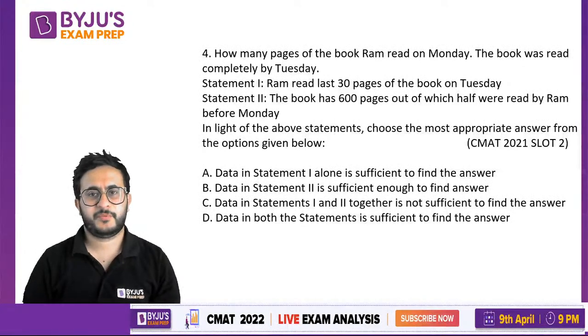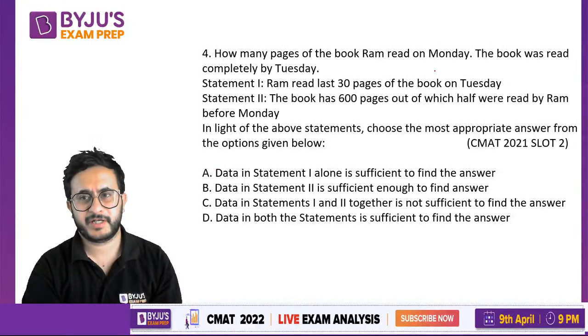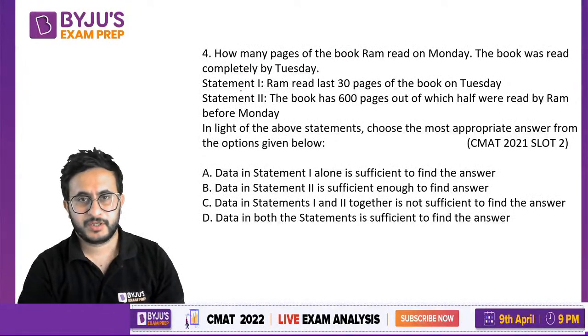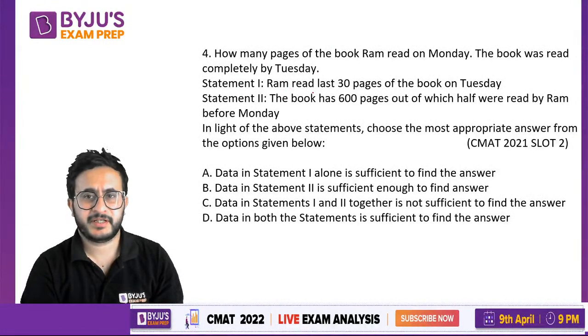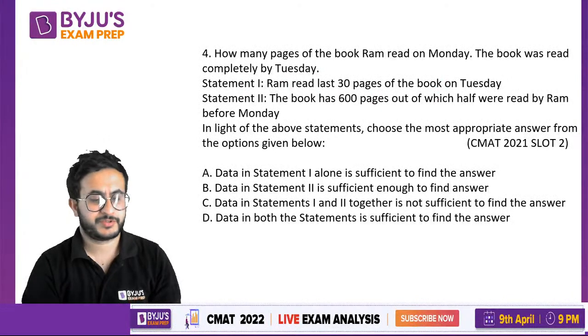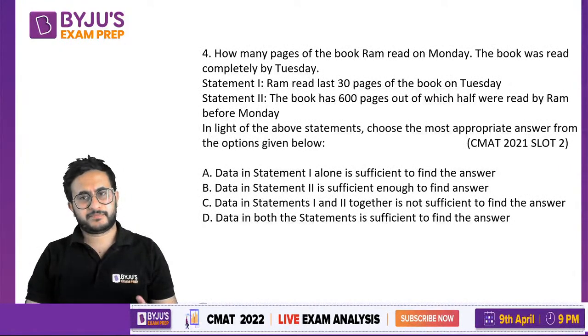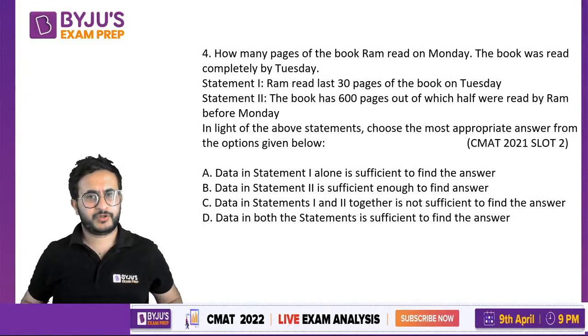So the question says how many pages of the book Ram read on Monday? Okay, and the book was read completely by Tuesday. Okay. Now first statement says that Ram read last 30 pages of the book on Tuesday. Does it give any information? We do not know the number of pages in the book, right? And we do not know that.